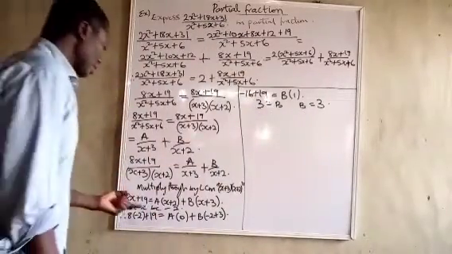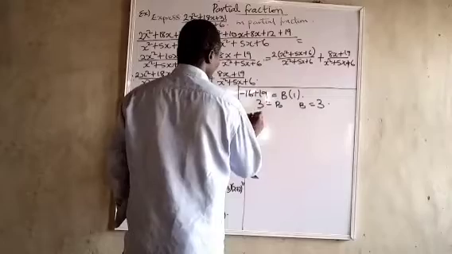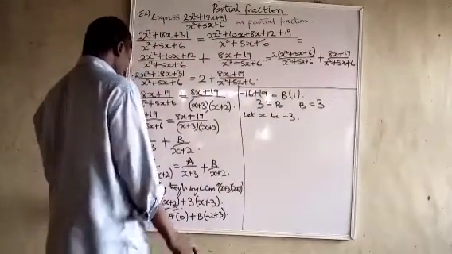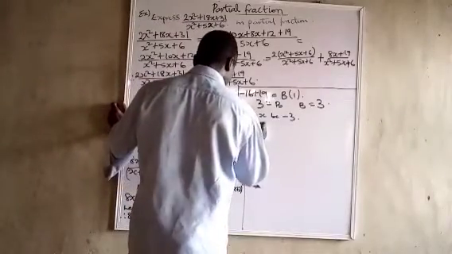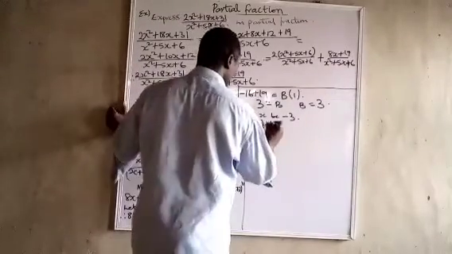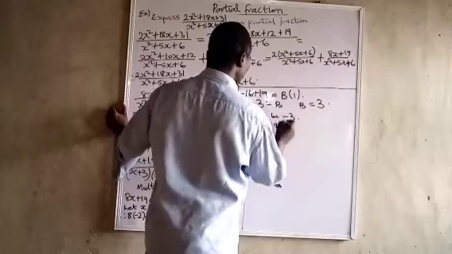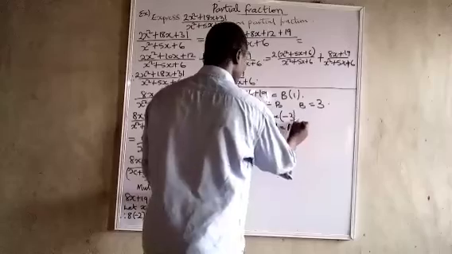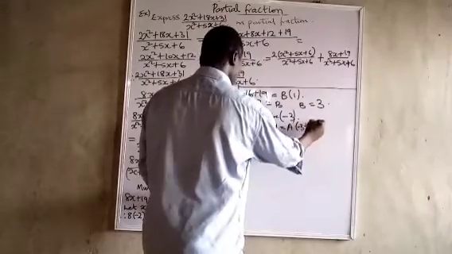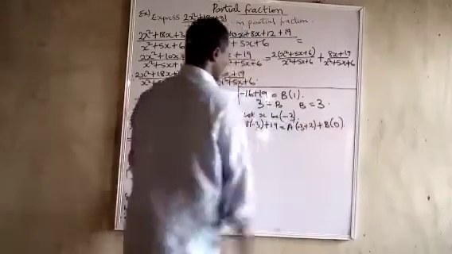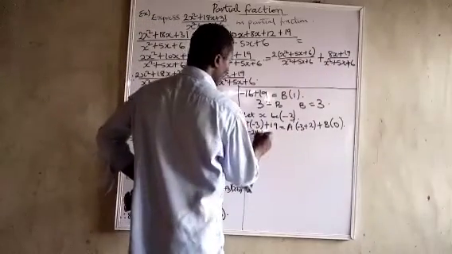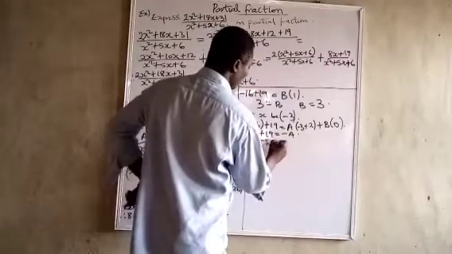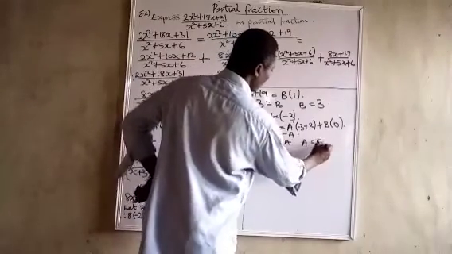So since we have known that b is equal to 3, let's make x equal to minus 3. So what do we have here? We have 8 into minus 3 plus 19 is equal to a into minus 3 plus 2 plus b into 0. This is minus 24 plus 19 is equal to minus a. So minus 5 is equal to minus a. So a is equal to 5.